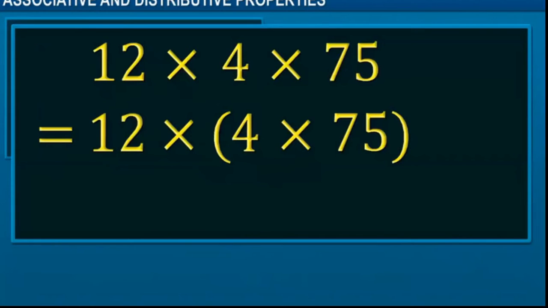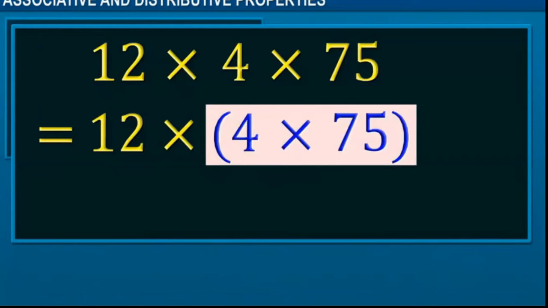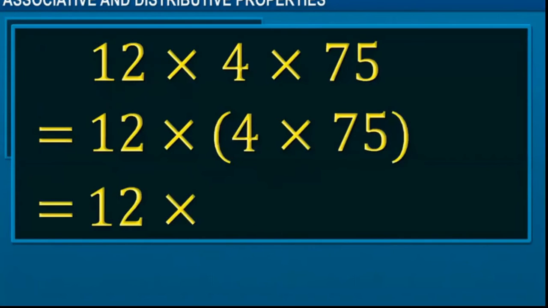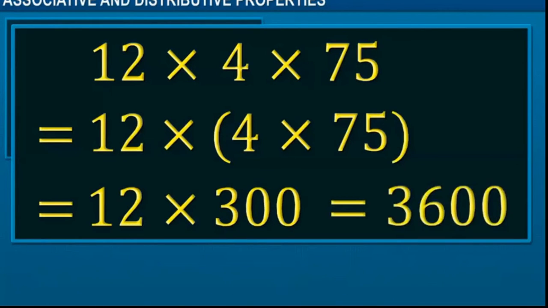Let's multiply it differently. This time, we group the last two numbers and multiply them. The product obtained is 300. We multiply the product of the group by the third number, 12. The final product obtained is 3,600.